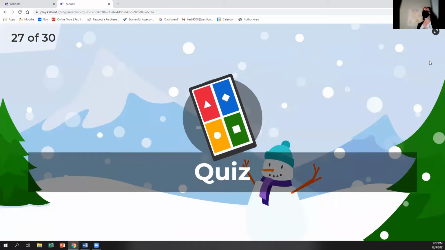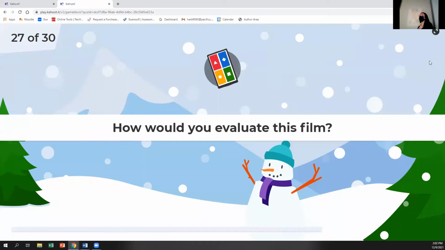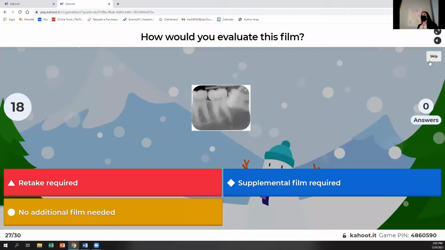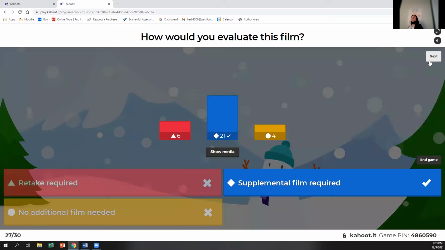A tooth popped up. Okay, how would you evaluate this film? Retake required, no additional films needed, supplemental film required. What would your conclusion be if you took this film? That you need to retake it, that it's good, or that you need a supplemental?